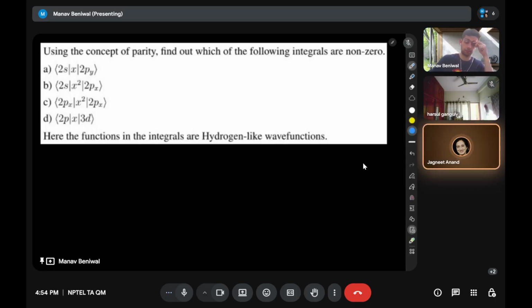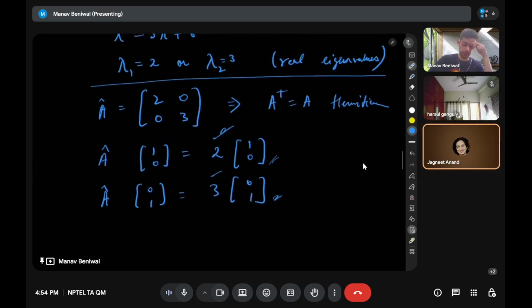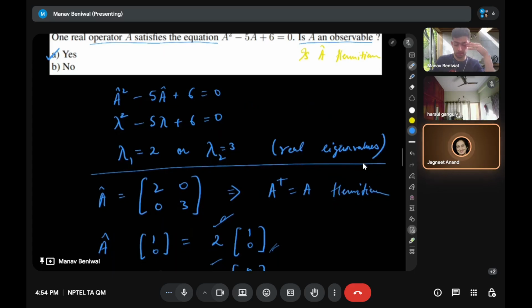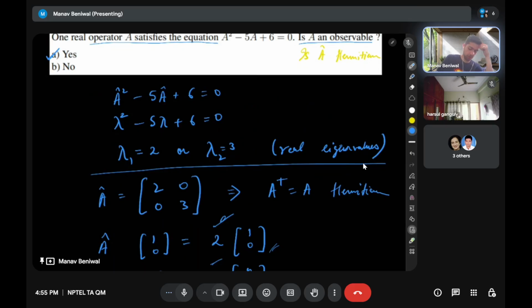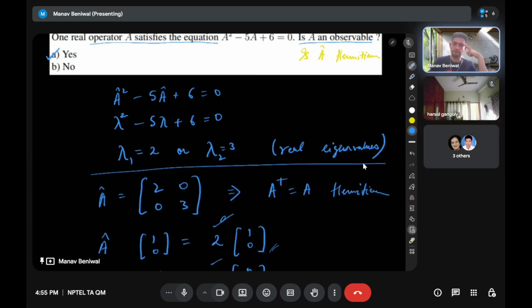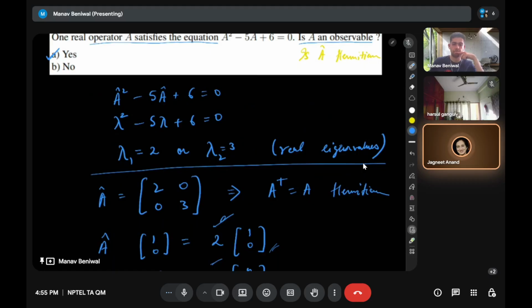Can you go to the previous question? Yes. You wrote this lambda square minus 5 lambda plus 6 is equal to 0 from the given equation. Can you explain how you write this equation in terms of lambda? You simply replaced a with lambda. Operator A square minus 5A plus 6 is equal to 0, right? So you simply replaced the A operator with lambda.